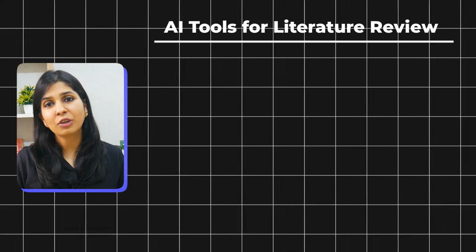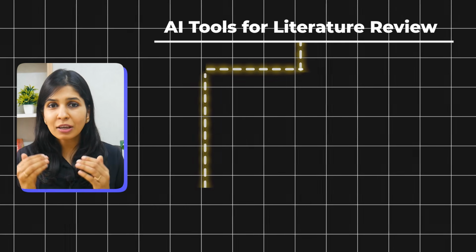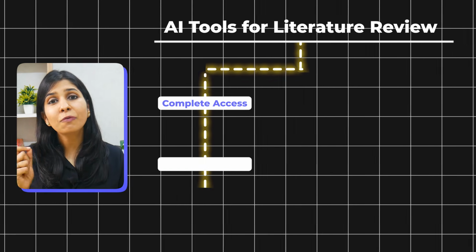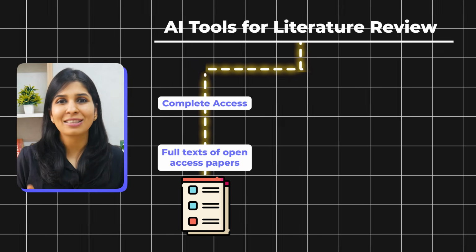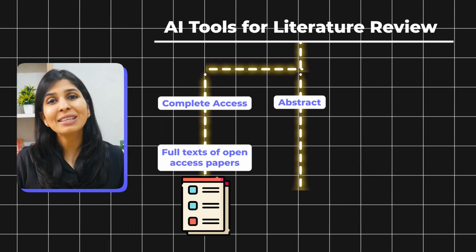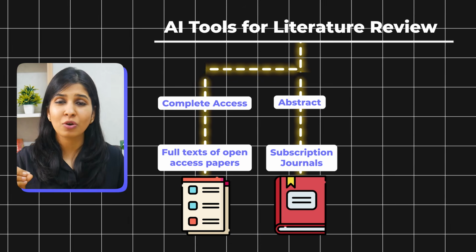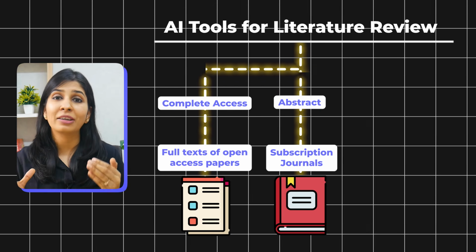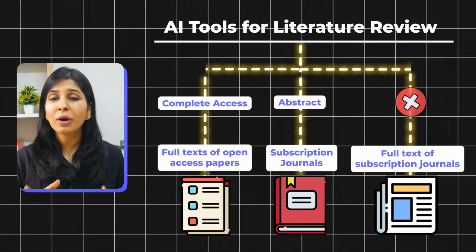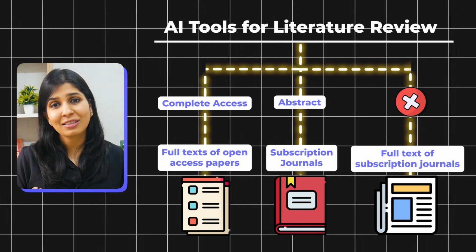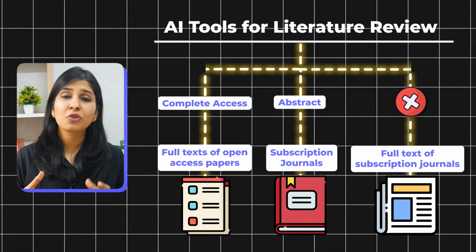Now, the only thing you need to remember here is that all AI tools that help with literature review, including this one, can access full texts of only open access papers. However, they can only see the abstract of subscription journals, essentially those papers that are behind a paywall. So while this tool is quite impressive at collating and analyzing information, there's a significant section of the research that is still being left out. So it's very important that you do your literature survey side by side to ensure completeness and accuracy.